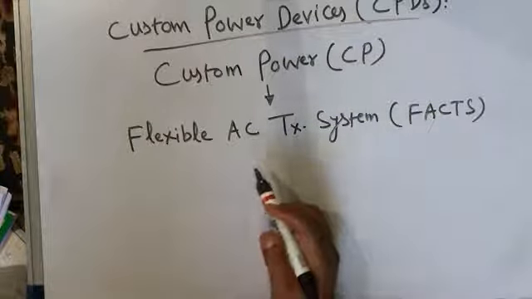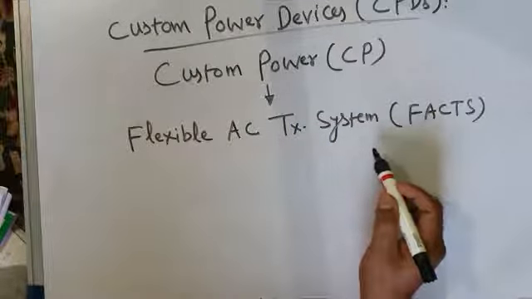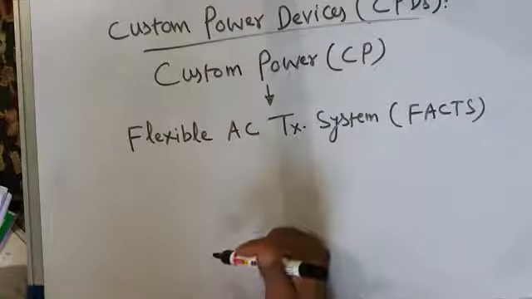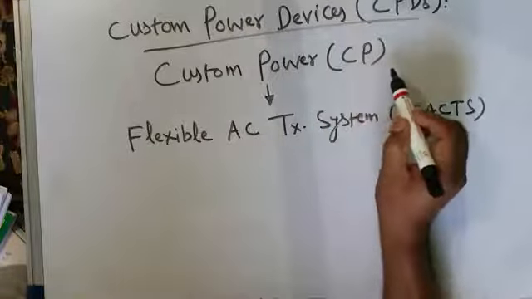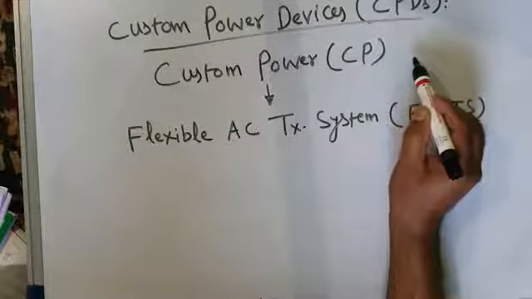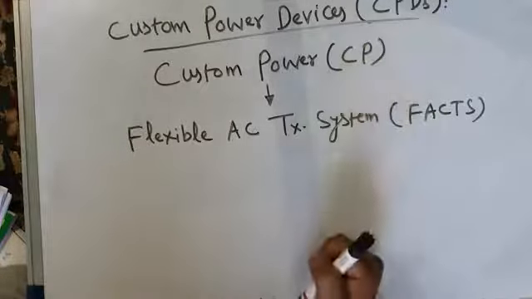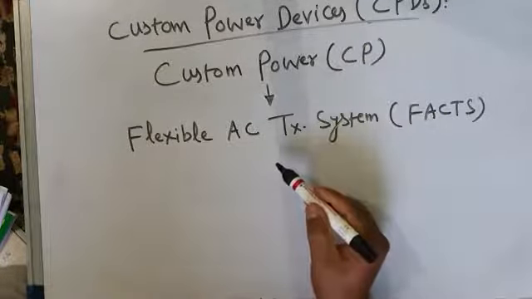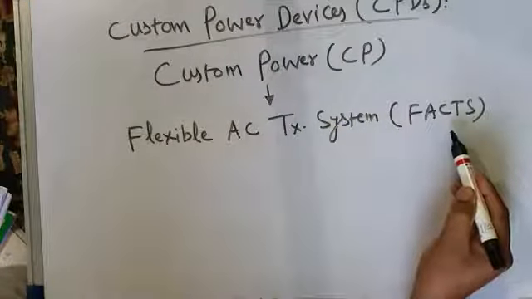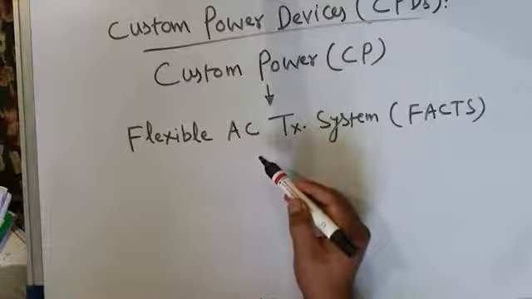FACTS is a term that pertains to the use of power electronic devices in the transmission network, on the transmission side. On the other hand, custom power is a term that pertains to the use of power electronic devices on the distribution side. That is the difference between the two. Both these technologies use power electronic devices, but FACTS uses them on the transmission side, and custom power technology uses them on the distribution side.